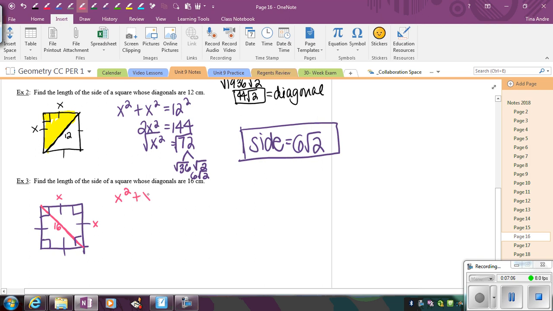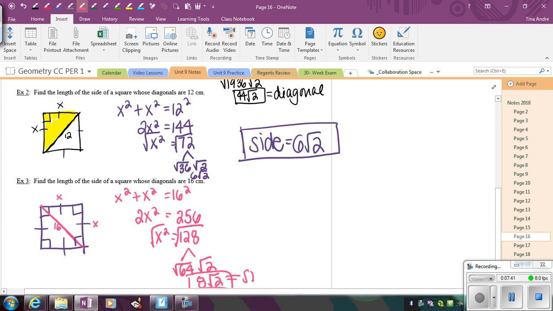x squared plus x squared equals 16 squared. And then I have 2x squared equals 16 squared, so 256. Divide that by 2. I get x squared equals 128. And then find your largest perfect square that's going to go into 128. So that's going to be 64. 64 times 2. So I get 8 root 2. So again, that's one of the side lengths.